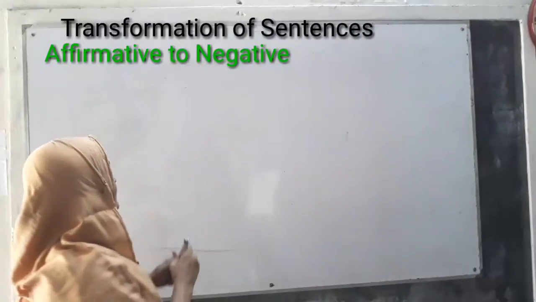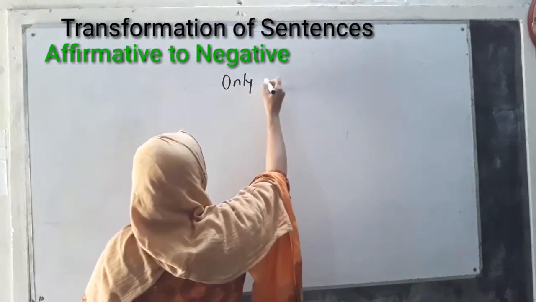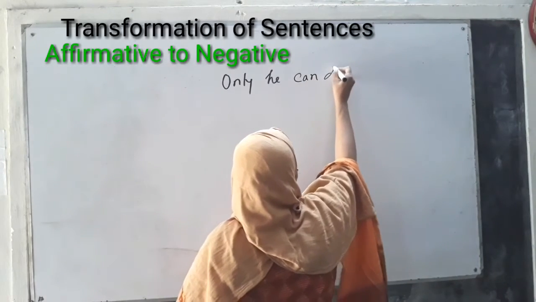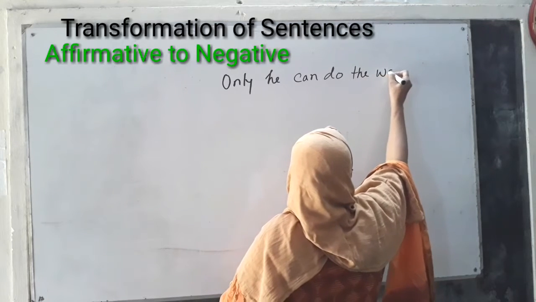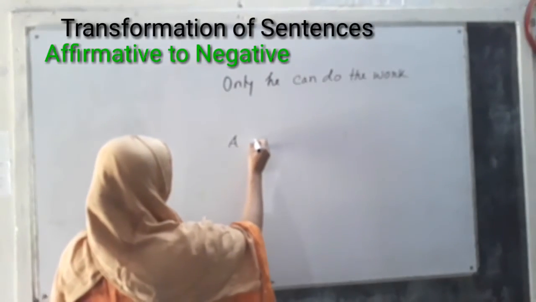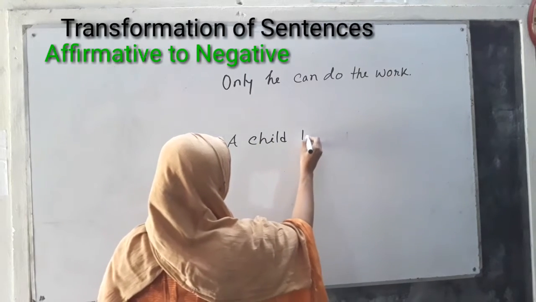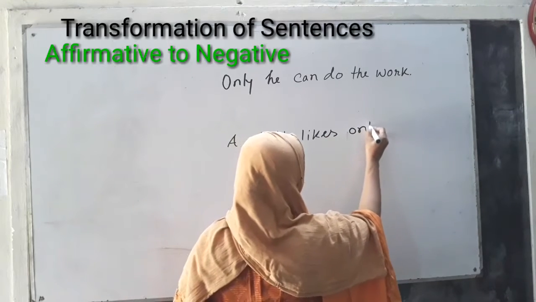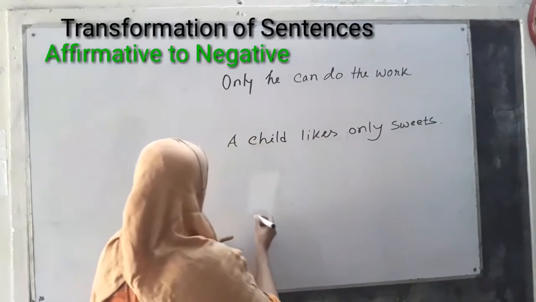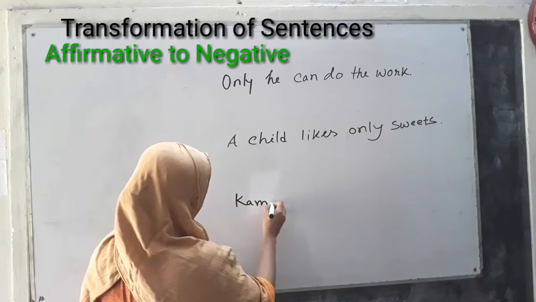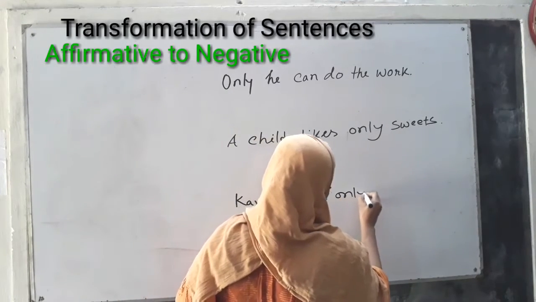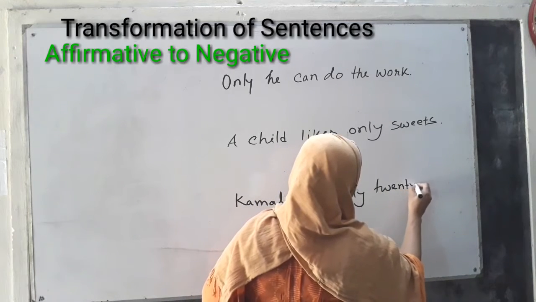Okay. Learners, only he can do the work. A child likes only sweets. And Kamal was only 22.